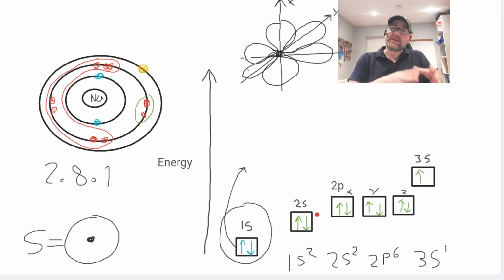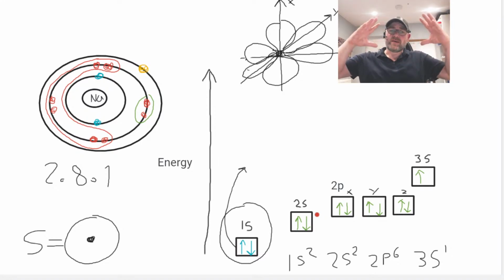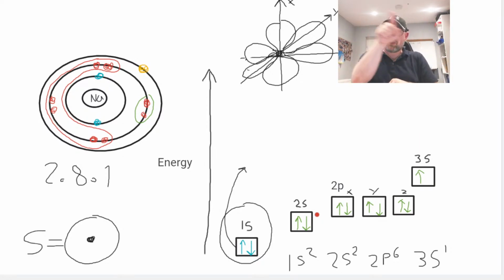The old GCSE method didn't let us know that some of the electrons within the same ring are closer to the nucleus. We just draw them as a circle, but actually they're a little bit closer. And some are further from the nucleus. The P ones are further. The further you get from the nucleus, the higher energy. That's why the P is above the 2s. Then we jump to 3s.